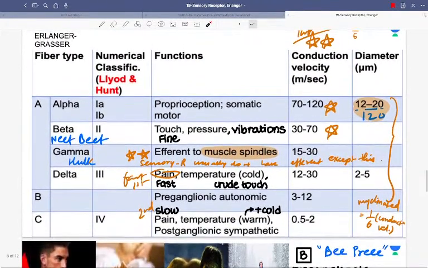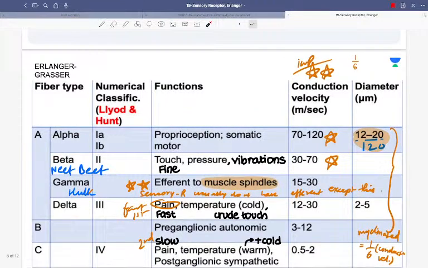Now this table was very important, so let's quickly go through the Lloyd Hunt classification. 1A was supposed to be proprioception and somatic motor. 1B was proprioception, and this is important for local anesthetic toxicity and all that also. So 70 to 120 is important. 2 was going to be touch, pressure, vibration, fine sense, 30 to 70. Gamma is going to be muscle spindle. Delta is going to be fast pain, crude touch, temperature. Fast pain was delta, slow pain was type C.